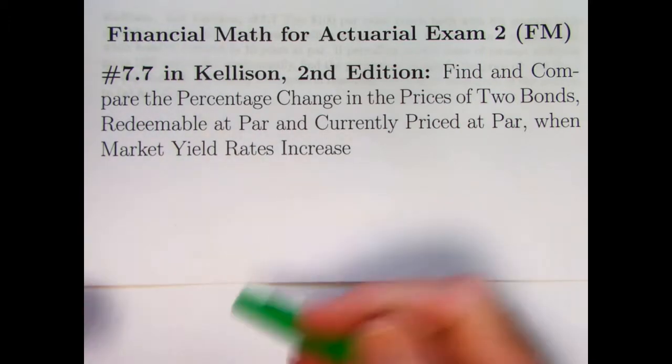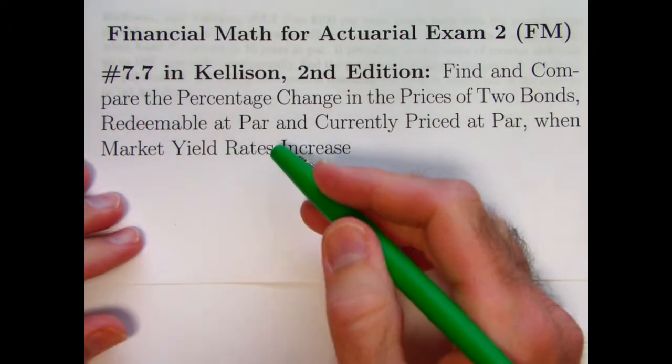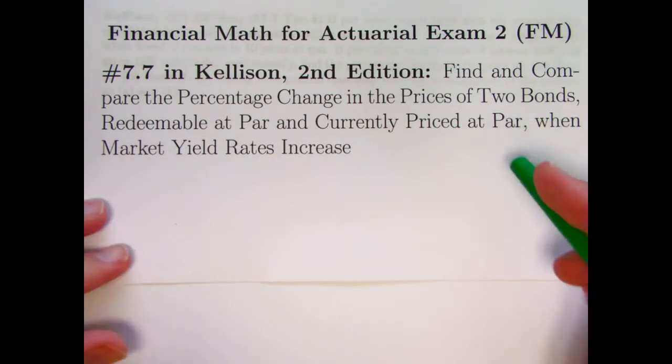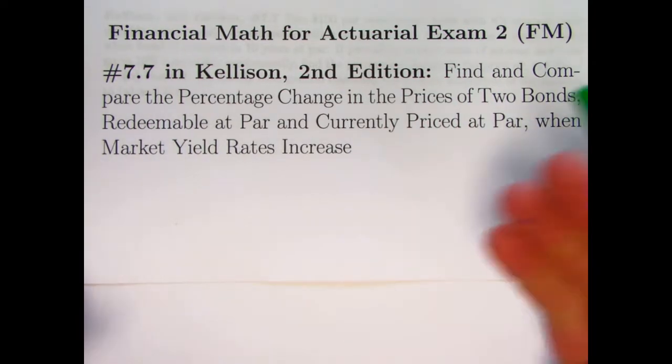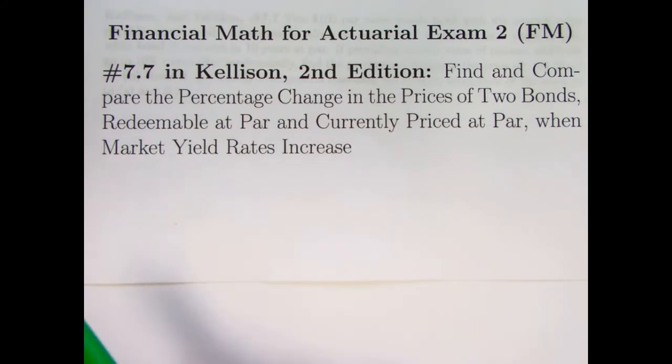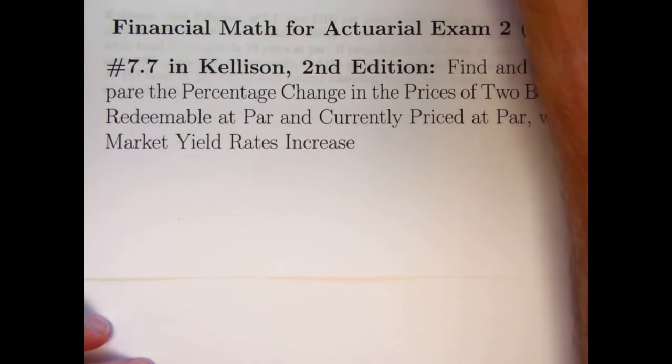These bonds are both redeemable at par, which is a pretty typical thing. They're currently priced at par. That's very rare. When market yield rates increase, evidently from a certain level where these are priced at par, the price is going to go down. You should know that when market yield rates increase, that causes the price to go down. We're also going to find and compare those actual percentage changes.